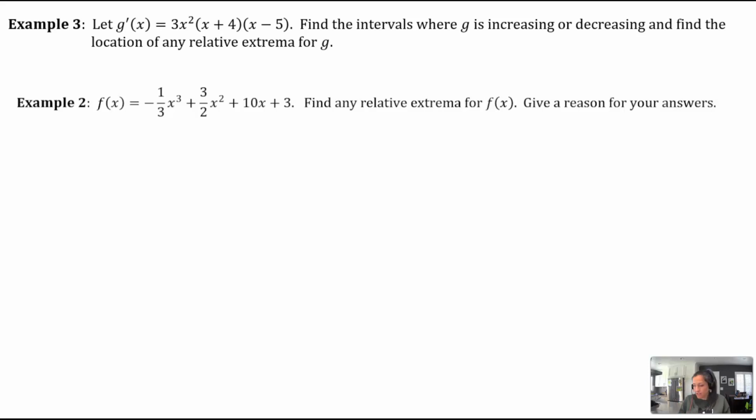All right, so let's notice some differences between example 3 and example 2 before we dive on in. So example 3, you'll notice now we've been given the first derivative, which is nice and factored for us. Thank you very much. And we're being asked to find our intervals of increasing for the original function, g, right? So note, we're going to use that to find our increasing and decreasing intervals and the location of any relative extrema. Little different than 2. 2 just said find any relative extrema.